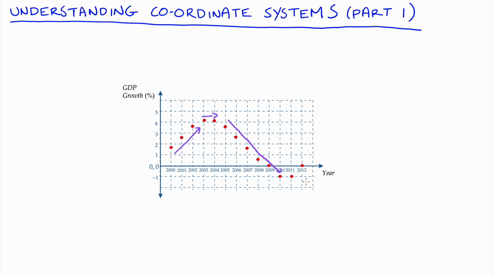In 2009, GDP growth was 0, it didn't change. And in 2010, GDP growth was negative. It stays negative for 2010 and 2011. It goes constant for a while, and then we start increasing again.